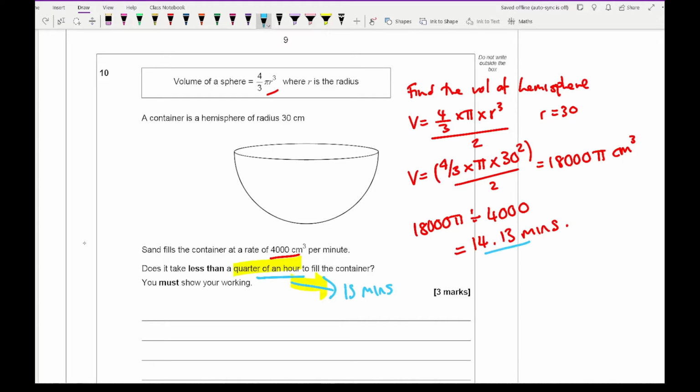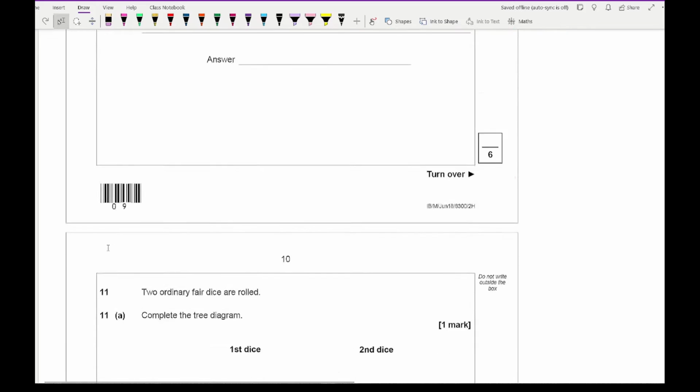So is this time less than 15 minutes? Yes. So the answer then is yes, as 14.13 minutes is less than 15 minutes. And something along those lines would be absolutely fine for the 3 marks.